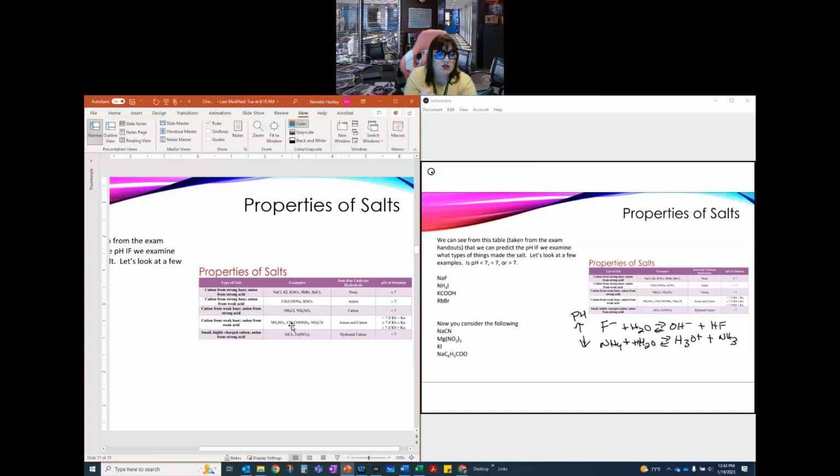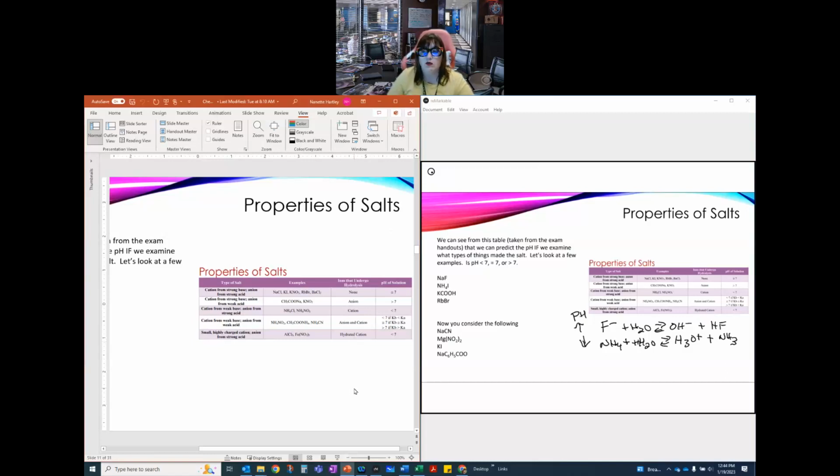When we have small, highly charged cations and anions from strong acids, okay, then that gives us a hydrated cation, right? So we can get that to react with water. And when that happens, our pH goes down. And we'll talk about that when we get into the precipitation. So we aren't going to worry about it too much here, but that's how that happens, okay?